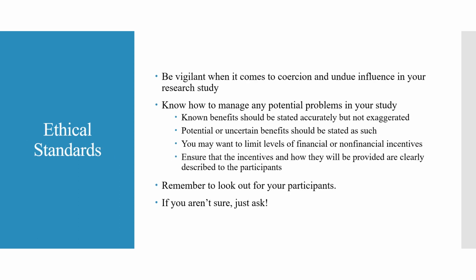The biggest thing you can do to uphold the ethical standards when it comes to coercion and undue influence is just to be really vigilant. Make sure you know how to manage any potential problems that might come up in your study when it comes to coercion or undue influence. So if you know that there are benefits from your study, make sure that those are stated accurately but not exaggerated. Again, we don't want to go into that undue influence area of promising more than we can actually offer. If you have any uncertain benefits or potential benefits, you can state them as that, but you can't promise anything extra. If you think you might have a cure, you can say this could potentially be a cure, but you cannot say this is a cure.